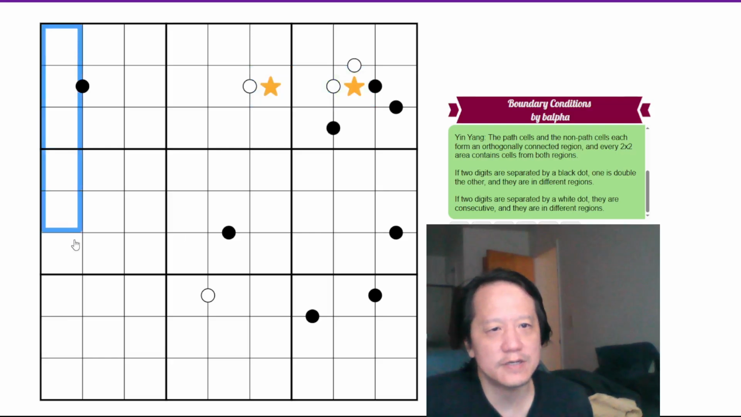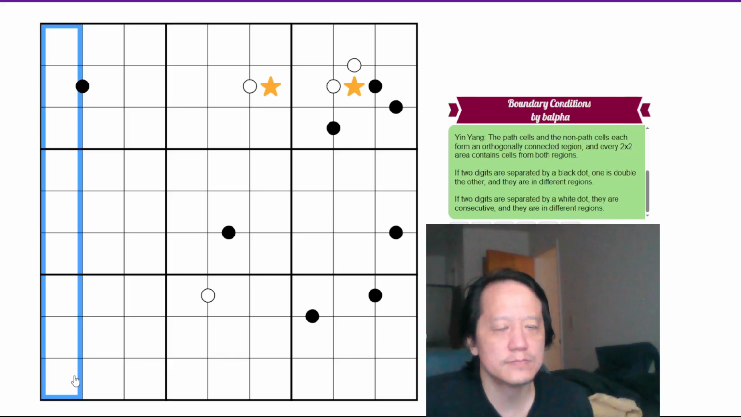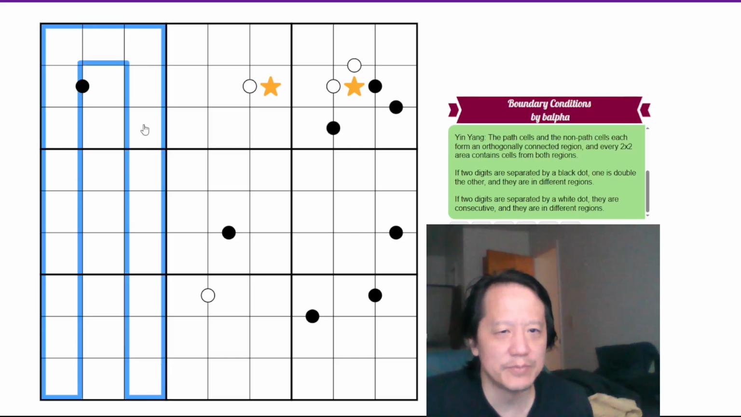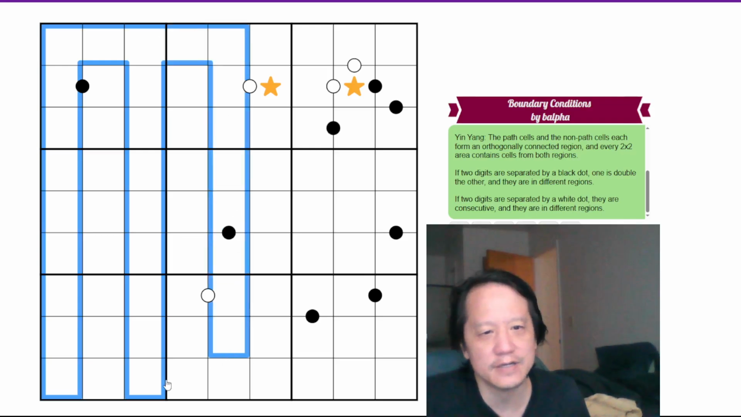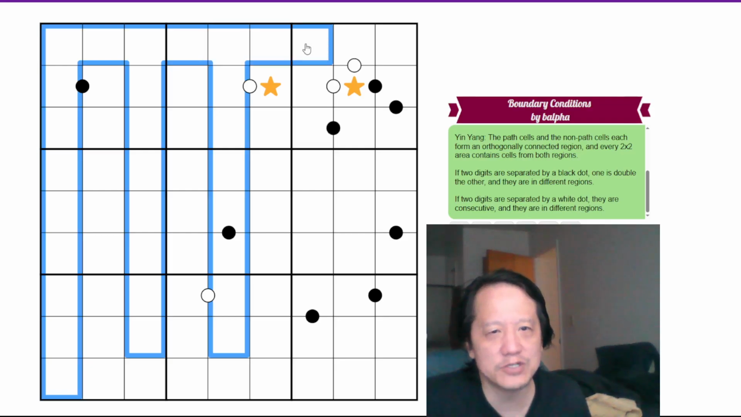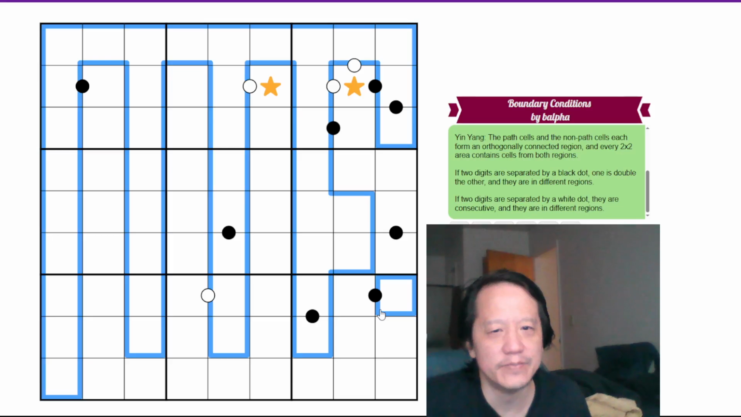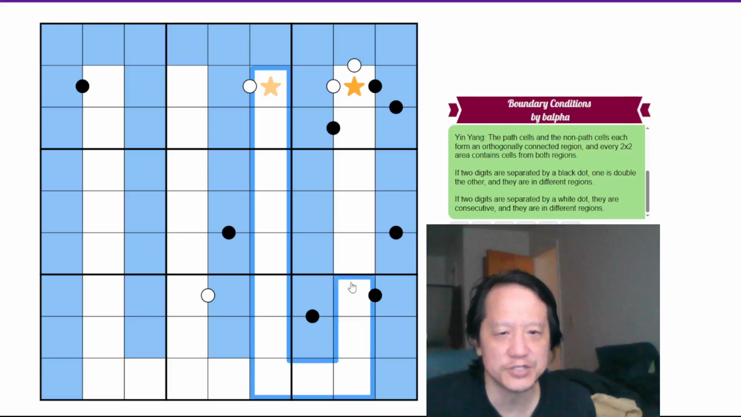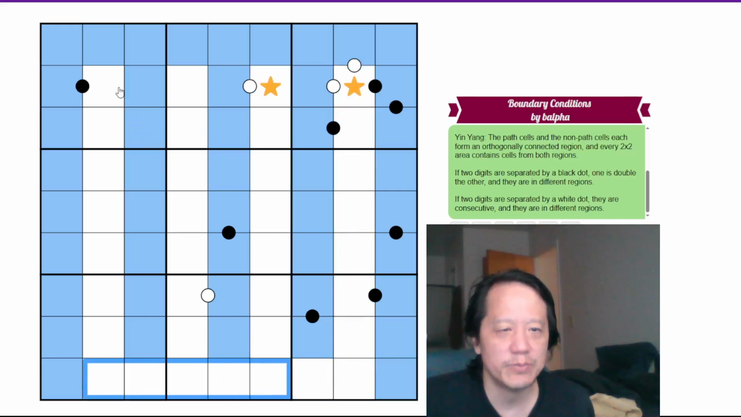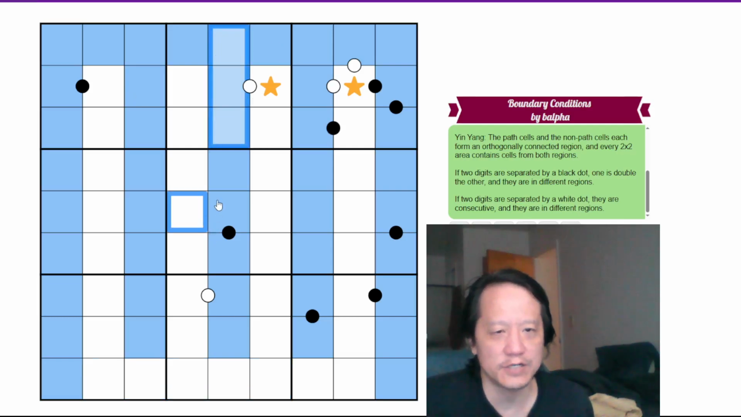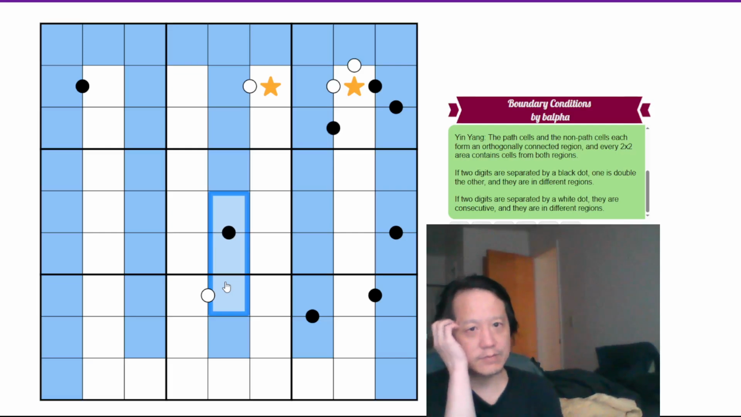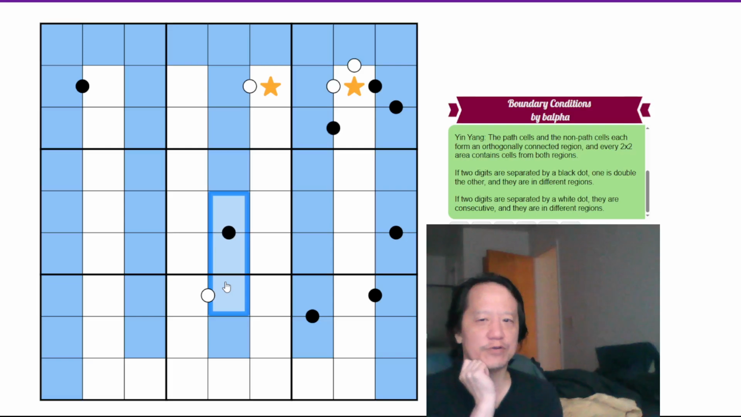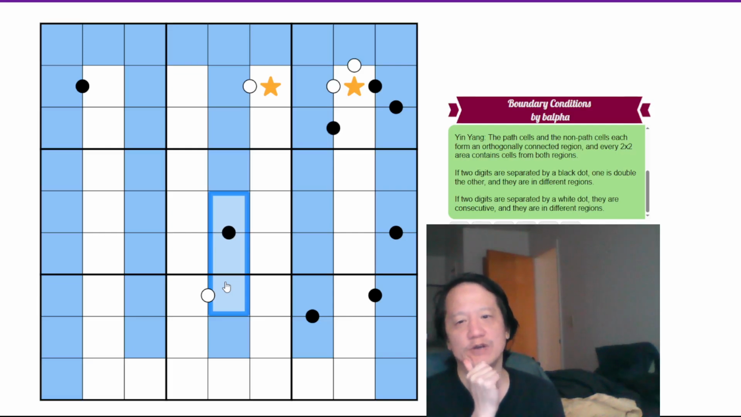So let's see. Well, the problem is coming up with a yin-yang pattern that is a path. I'm just going to do a normal yin-yang pattern. This is not actually valid for a path because obviously this branches here. But take this as an example of yin-yang shading, where one region must form an orthogonally connected region, and the other region, which is considered not shaded, must form an orthogonally connected region.